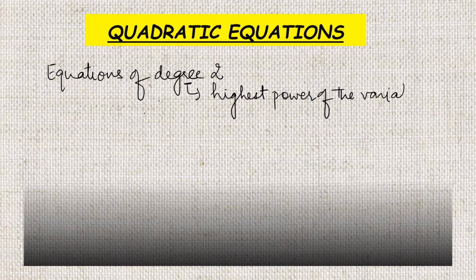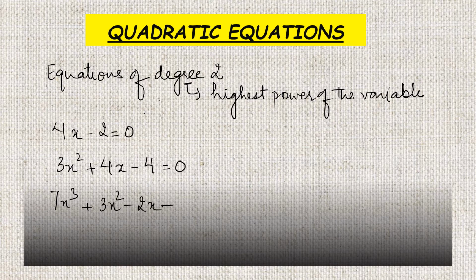Consider the following examples. If I write 4x minus 2 is equal to 0, then I write 3x square plus 4x minus 4 equal to 0. Take the next one. 7x cubed plus 3x square minus 2x plus 6 is equal to 0. Consider this equation. What is the degree of this equation? Degree is the highest power of the variable. Which is the variable? X.